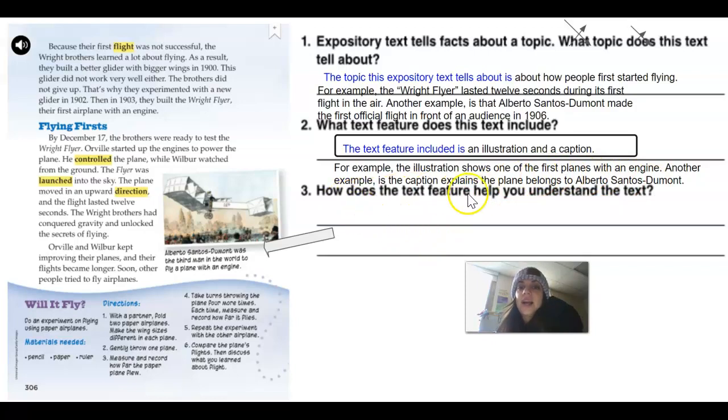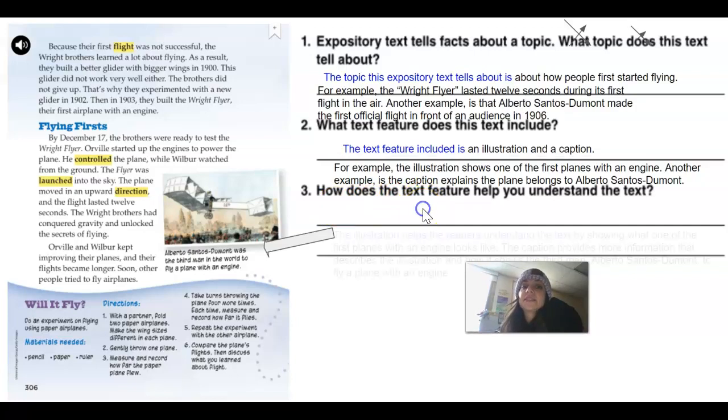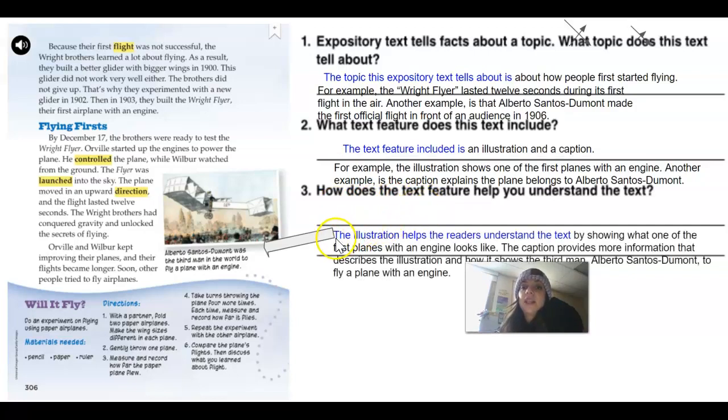Number 3, how does the text feature help you understand the text? Remember, we're going to restate this question and then answer it. Then support it with text evidence. The illustration, that's the text feature, helps the reader understand the text by showing what one of the first planes with an engine looks like. So that's the text feature, the illustration. It shows what one of the first planes look like.